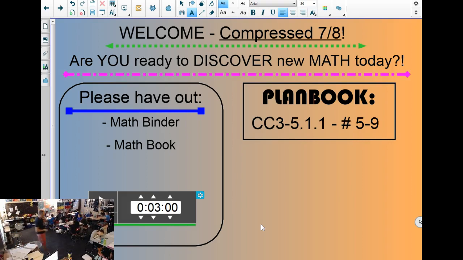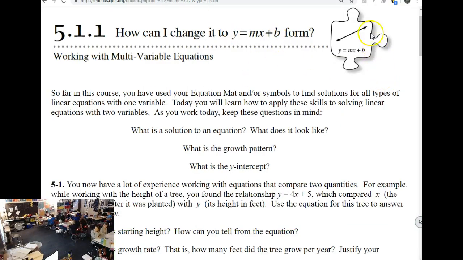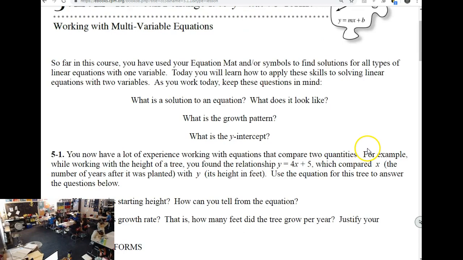So, today we are still working with equations in the form of y equals mx plus b, but we're also going to be working in a different form. If you're looking in the book, it has that line, and we talked last week a lot about y equals mx plus b, but now we're going to be working in what's called standard form. And we haven't really used the equation mat.